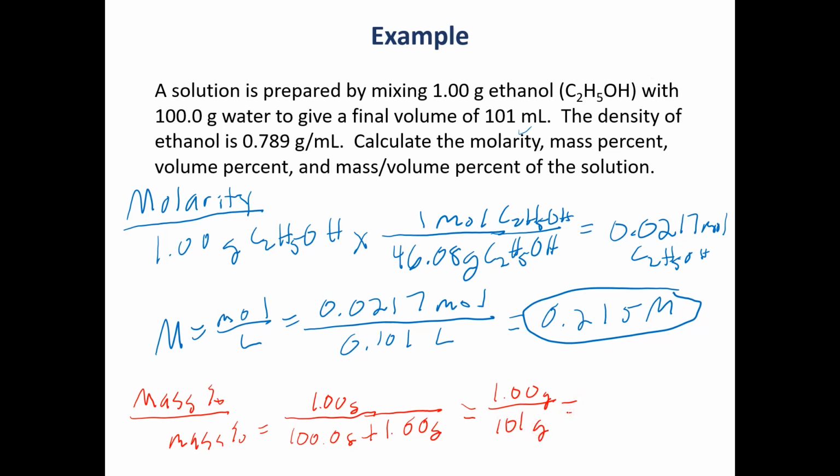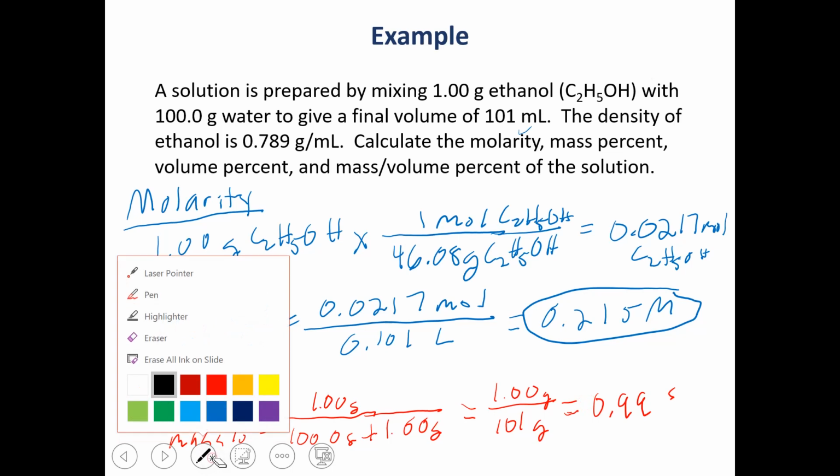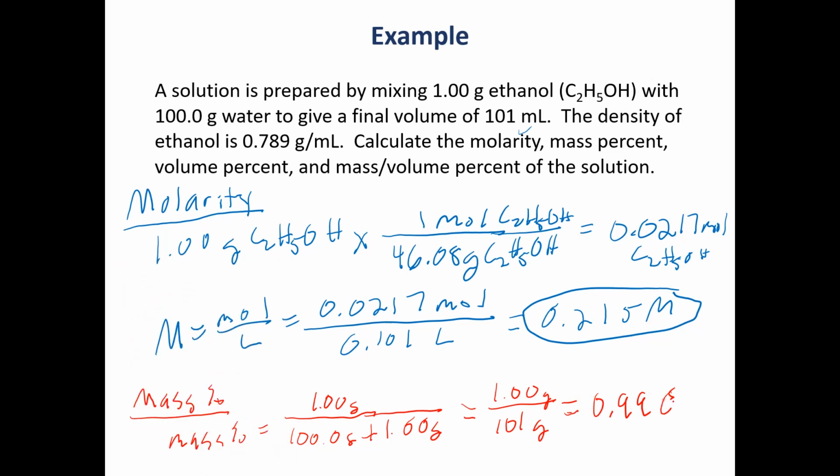So if we divide 1 by 101, and then we multiply that by 100 to make it a percent, we get 0.990%. So that gives us mass percent. Now we want volume percent.